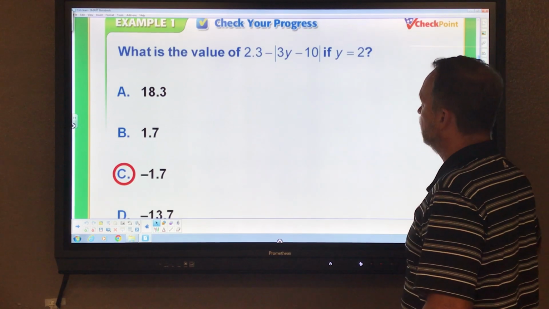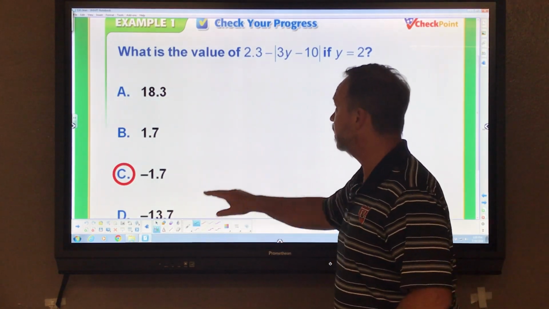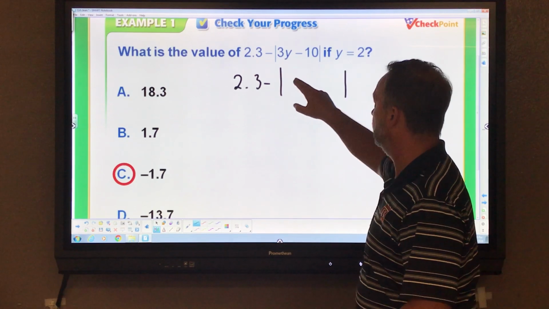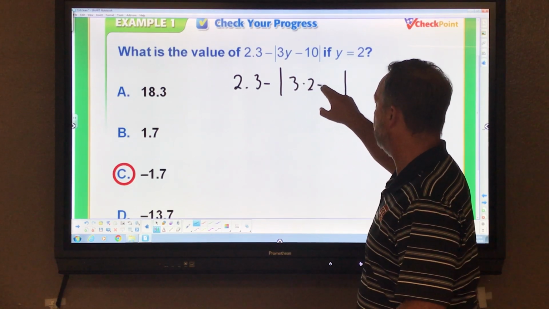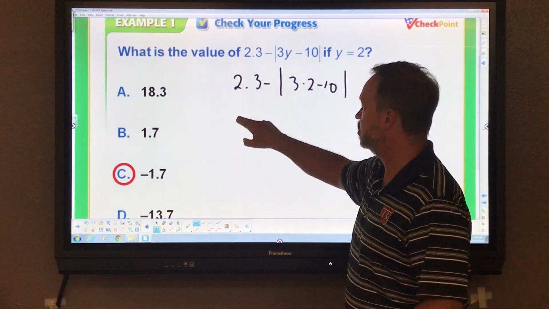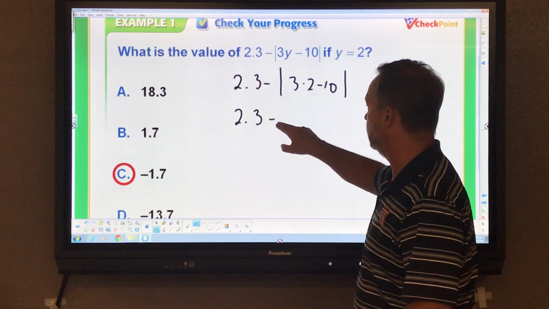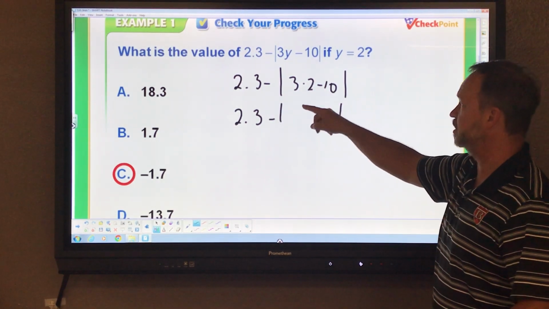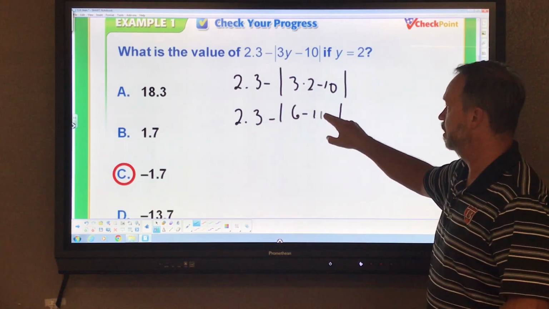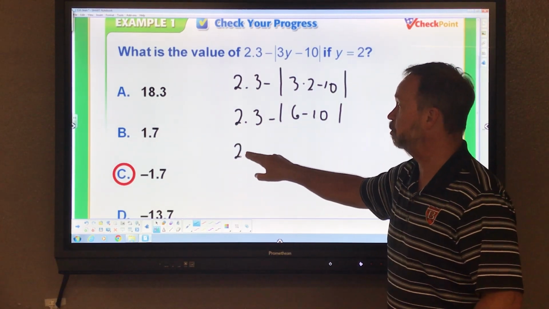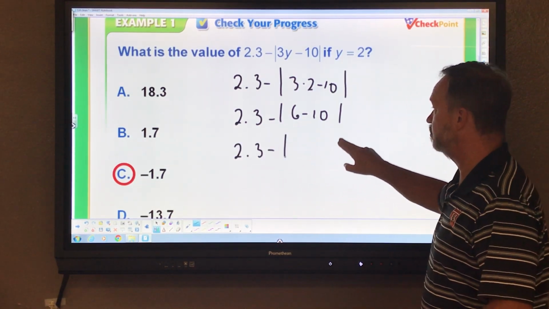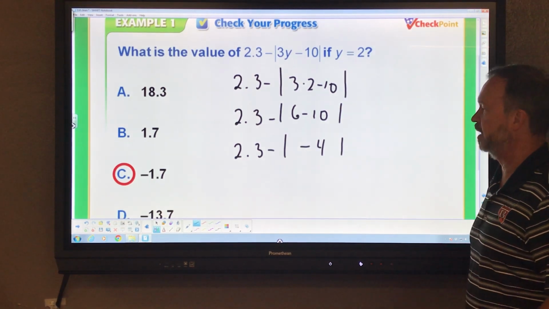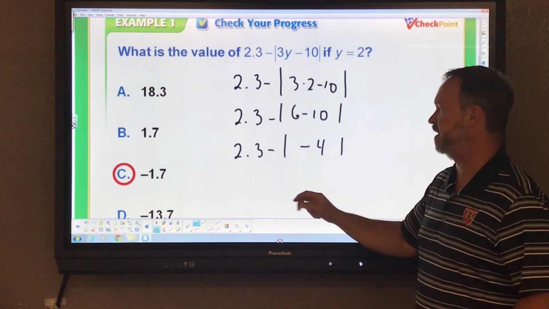So this one I'll do real quick. It's 2.3 minus the absolute value of 3 times 2 minus 10. Remember we're working inside the absolute value. So what do we do first? The multiplication. What do we do next? We work inside the absolute value. Before we do anything with the absolute value, we clean up all the junk that's in it. Then we can see what we're taking the absolute value of.